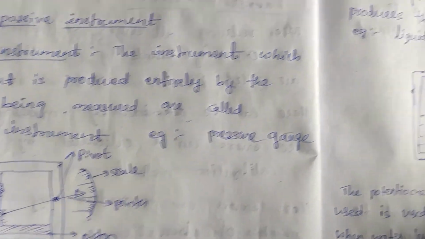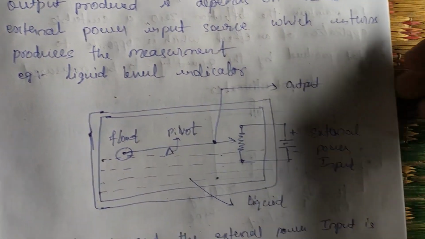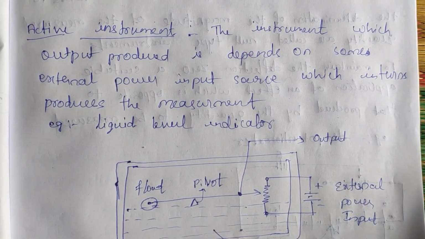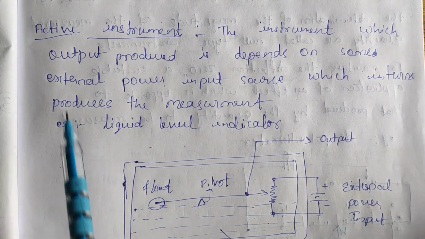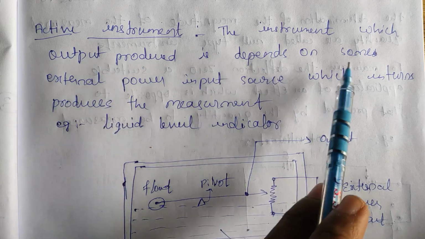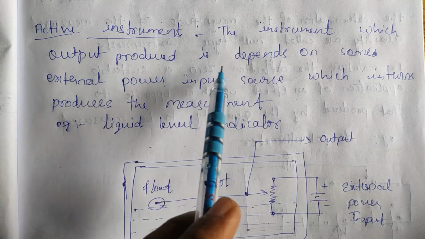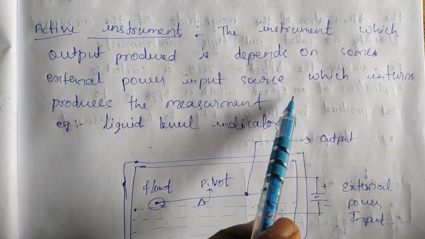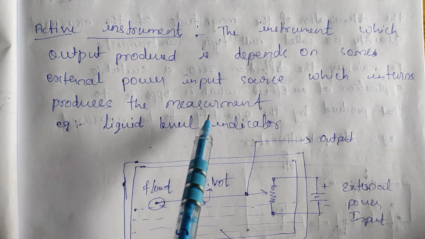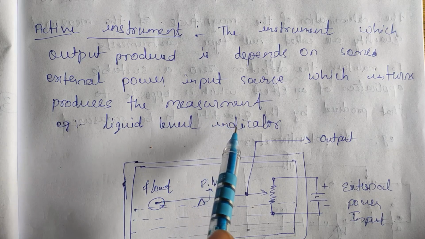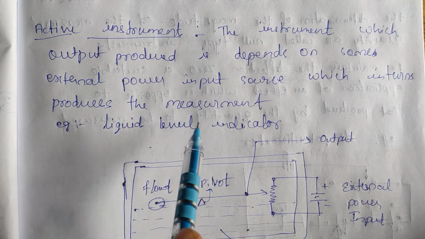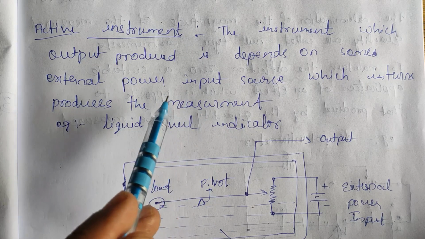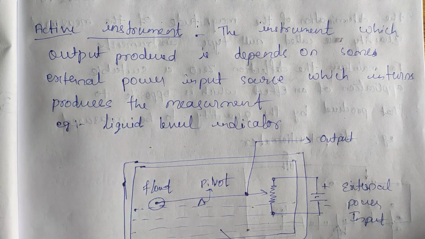So similarly, see another one. What is this? Active. Okay, so see here, an active instrument is one whose output depends on some external power input source, which in turn produces the measurement. Okay, so this is a little bit different. In this we are going to add an extra external circuit for measurement purposes.